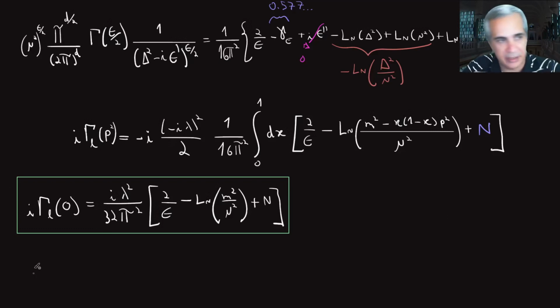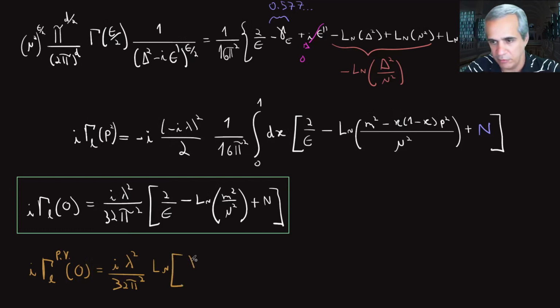So let me write here the Pauli-Villars result. I'll call this gamma L of 0, with a PV here to remember this is coming from Pauli-Villars. This was a very similar expression actually. See, the coefficient here is exactly the same, and you also have something that depends on some logarithm of lambda squared over m squared.